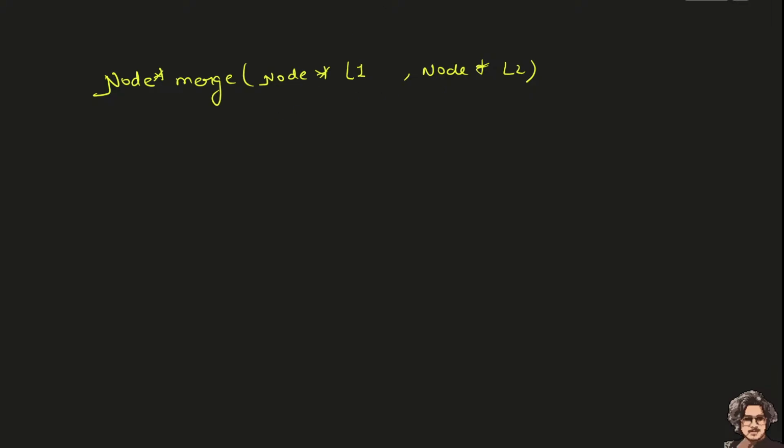So first of all, what I have to see is, if list 1 is equal to null, then in that case we have to return L2. Similarly, if our L2 is equal to null, the base case is important, then return L1.